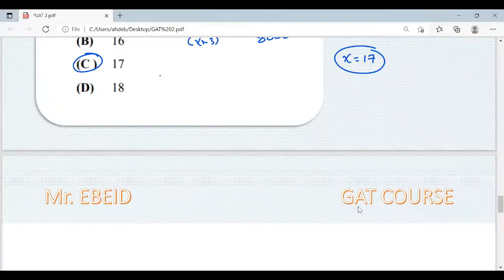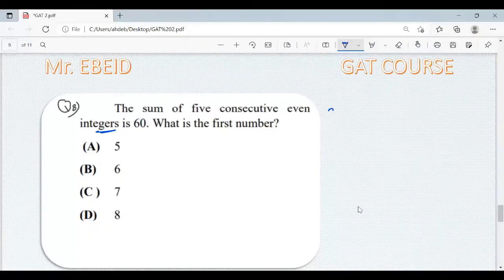Let's move to another question. Question 8. The sum of 5 consecutive even integers is 60. What is the first number? If we have consecutive even or consecutive odd, we start with the first number as x. The second one will be x plus 2. The third will be x plus 4. And the fourth one will be x plus 6. And the fifth will be x plus 8. So 1, 2, 3, 4, 5. This is consecutive even or odd. The sum means you put plus between each two numbers equals 60.